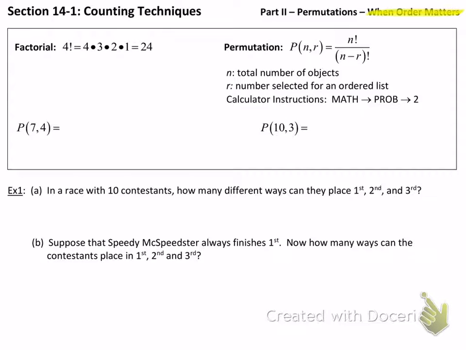So for this first example, 7 choosing 4, on the calculator, or in the formula, that would be 7 factorial over 7 minus 4 factorial, which would be 3 factorial. So we would have 7 times 6 times 5 times 4 times 3 times 2 times 1, all over 3 times 2 times 1. So we can simplify this.